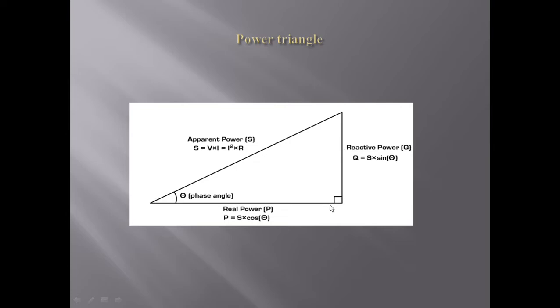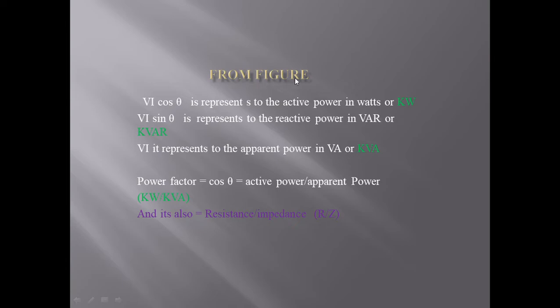So if we come here from a figure, from that figure we know that voltage times current times cosine of theta represents the active power in watt or kilowatt, and voltage times current times sine theta represents the reactive power in var or kilovar. Also voltage times current represents the apparent power in volt ampere or kilovolt ampere.